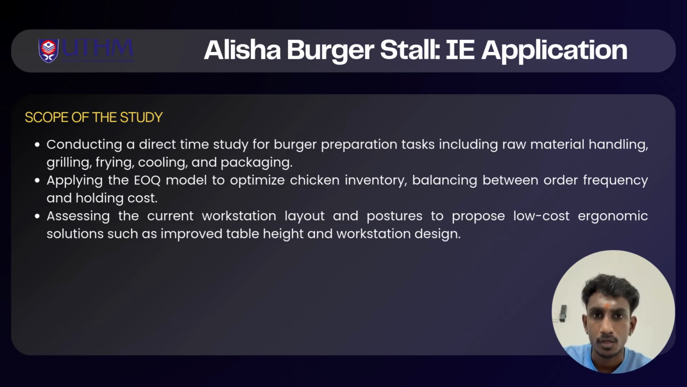As for the next part, I am going to discuss the scope of this study. Firstly is conducting a direct time study for burger preparation tasks, including raw material handling, grilling, frying, cooking and packaging the burger. Next is applying the EOQ model, as we discussed in the previous slide, to optimize chicken inventory, balancing order frequency and holding costs. And thirdly, assessing the current workstation layout and postures to propose an efficient low-cost ergonomic solution such as improved table height and workstation design.